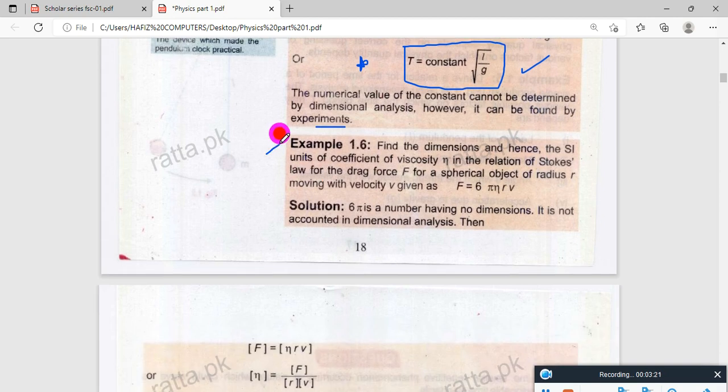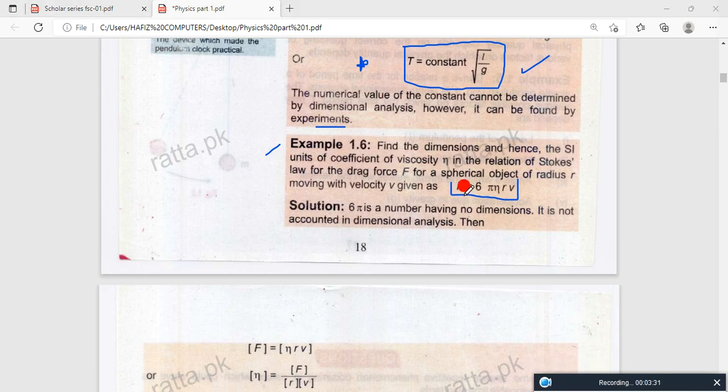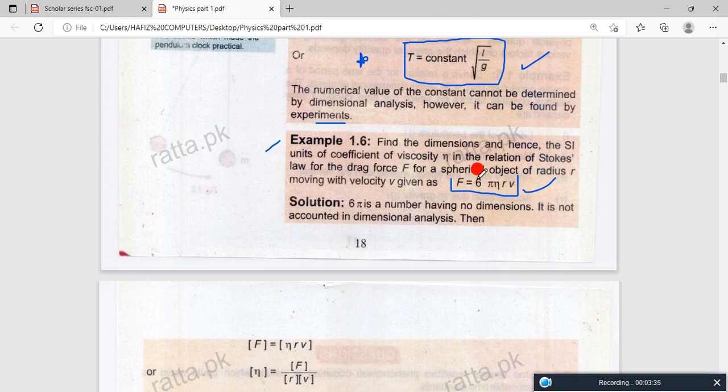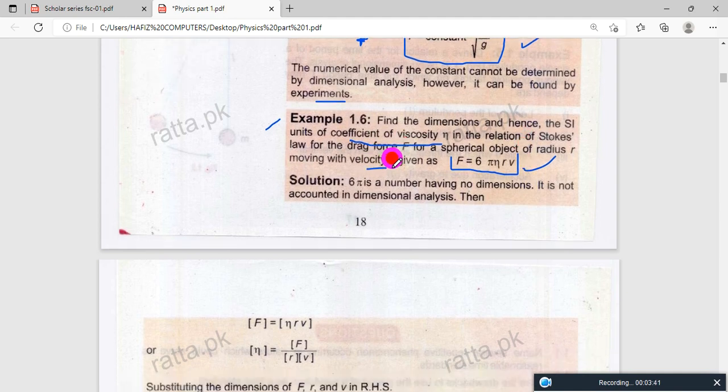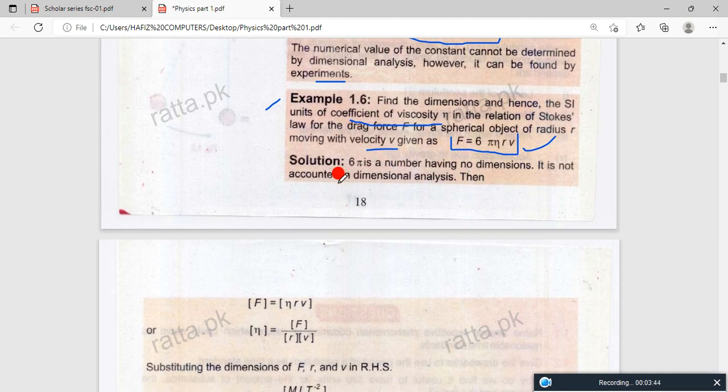Next one is example 1.6, in which we are given Stokes law. We are going to find the dimensions, so this is the Stokes law given. These are the units of the coefficient of viscosity denoted by eta, with moving velocity v. 6 pi is a number with no dimension, so it is not counted in the dimensional analysis.